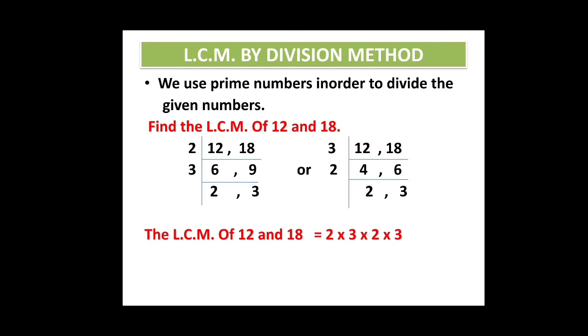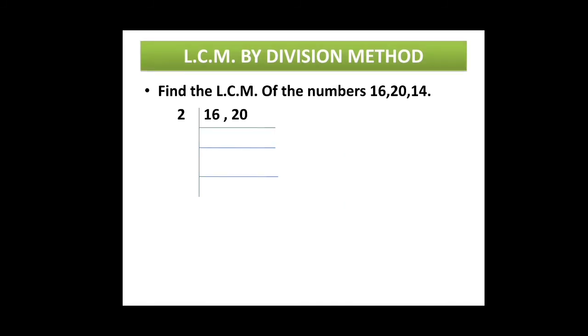Now, what is the LCM of 12 and 18? 2 into 3 into 2 into 3, which gives 36. 2 threes are 6, 6 twos are 12, 12 threes are 36. Now, let's see one more example. Here also we are using the division method. Find the LCM of the numbers 16, 20 and 14.